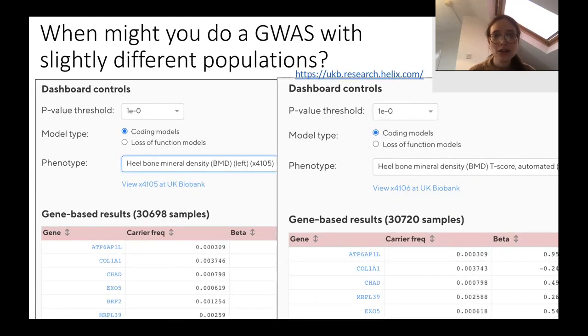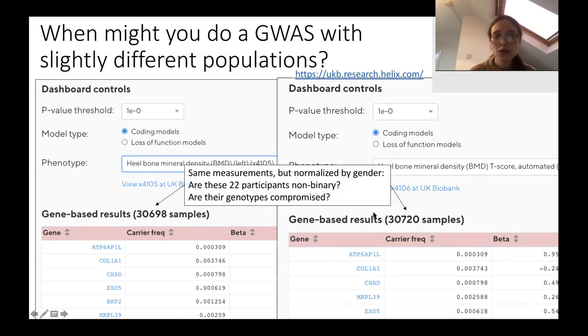Here's another example where in this case, the phenotype is heel bone mineral density. And in a second analysis, they look at heel bone mineral density, but they normalize it based on the gender. There's 22 people who are not included in the second study. It's quite likely that these people were excluded because gender information was missing. This could be potentially because they're non-binary or they didn't want to provide the gender. Could the genotypes of these 22 individuals be compromised?